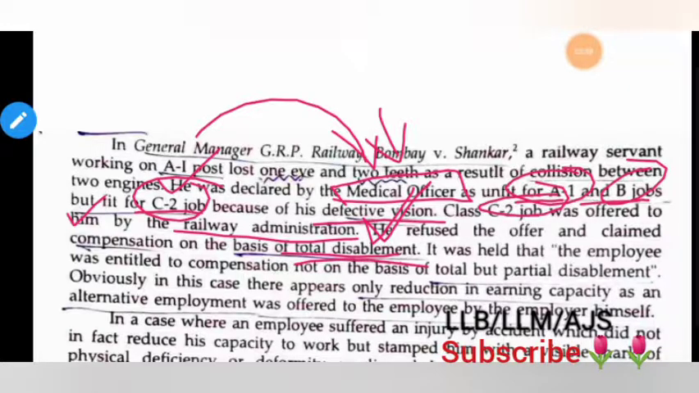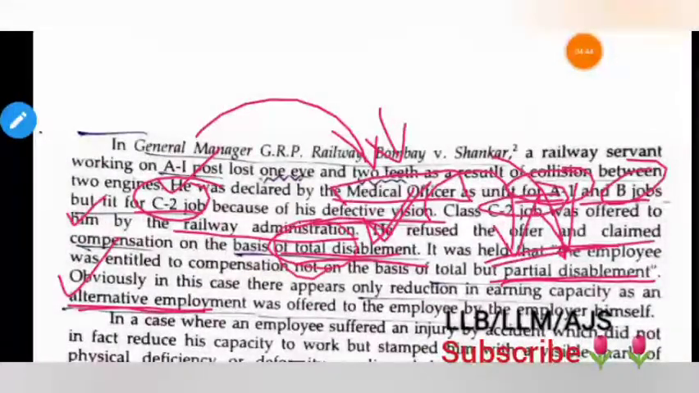So it was held that the employee was entitled to compensation not on the basis of total but partial disablement. So it was only partial disablement. What was the rationale behind this judgment? Obviously, in this case, there appears only reduction in earning capacity, as an alternative employment was offered to the employee by the employer himself. It appears only as reduction in earning capacity in certain kinds of jobs only. So it was a partial disablement; though he was entitled to compensation, it was not total disablement as he contended.